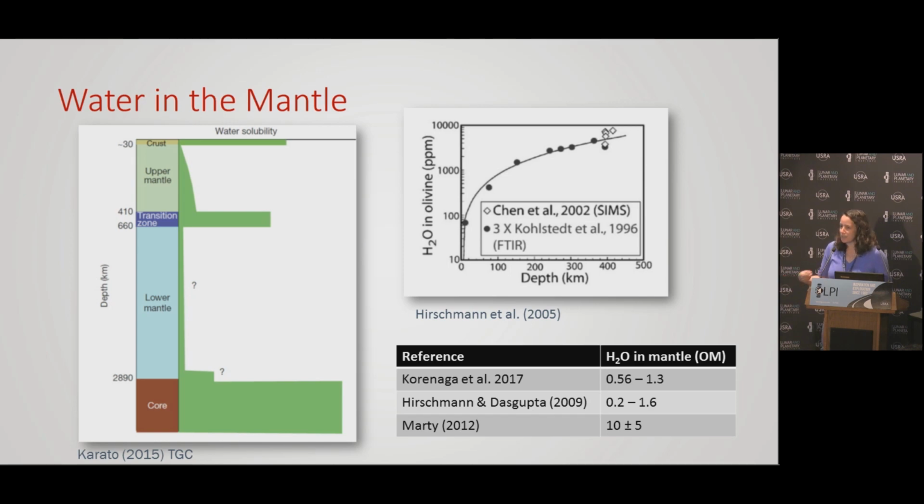This reference from Marty is looking at sort of cosmochemical estimates of how much water there might be in the mantle, and he gets something like 10 plus or minus 5. So this is significantly more. And so you can see there's a huge uncertainty in the amount of water that's in the mantle.